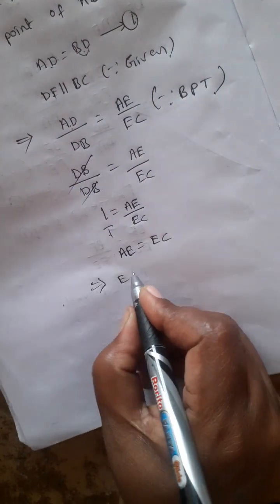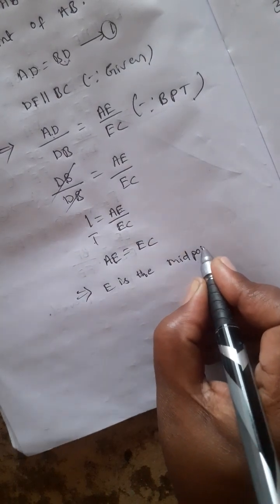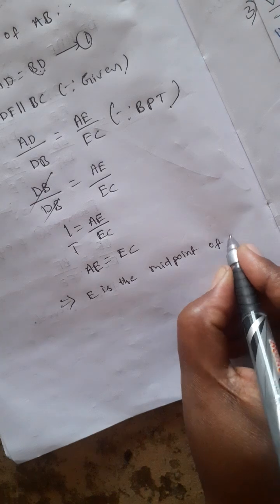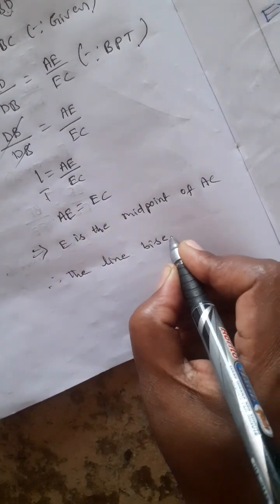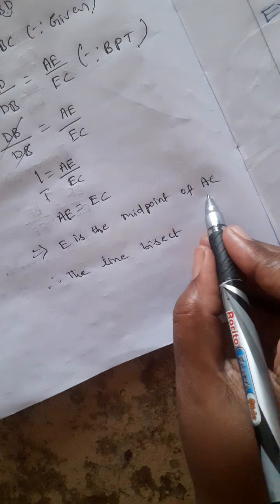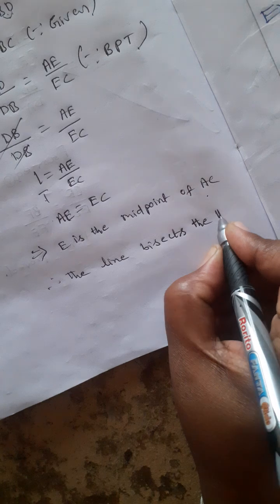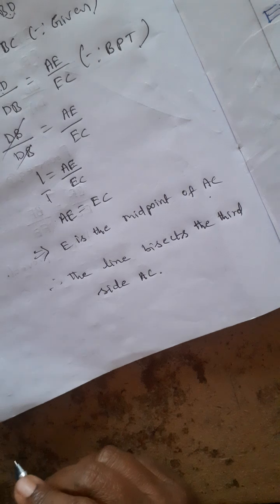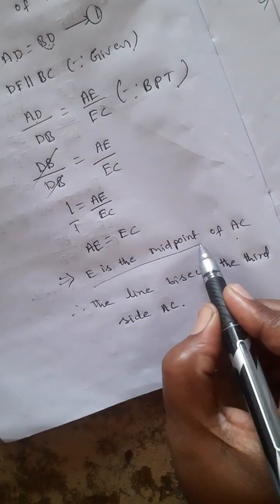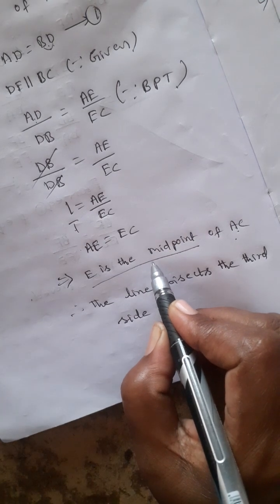That implies E is the midpoint of AC. So therefore the line bisects. That means we can understand what? Whenever E is the midpoint of AC, the line bisects the third side AC. Yes, this only we have to prove. E is the midpoint of AC. Okay, it is the required proof.